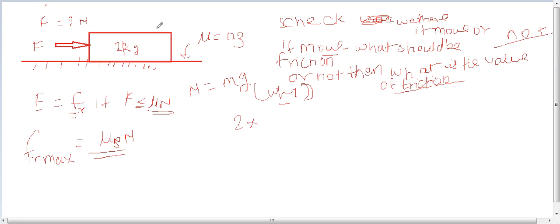What is the hint here? There should be no acceleration along this direction. So 2 into g, let's suppose g is 10, into 0.3, this is 6. So the maximum mu N is 6 Newton. And how much force have we applied? We have applied 2 Newton. This means the applied F, 2, is less than 6, so Fr is equal to F.